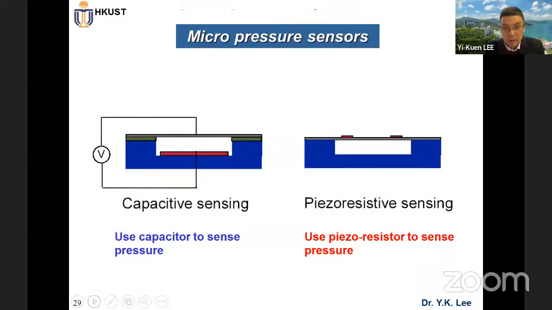Let's talk about the pressure sensor. Is it in almost every smartphone? Do you know that your smartphone has a micro pressure sensor? Why does your smartphone need a micro pressure sensor? Any idea? What kind of application for the micro pressure sensor did we mention in our previous lecture?